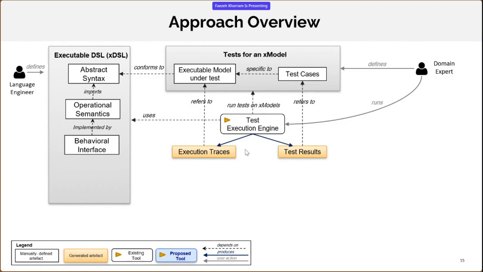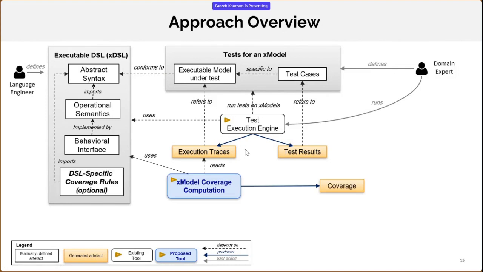By considering all of these artifacts and components already existing, we added a new component to this architecture that we name X model coverage computation, which uses the DSL definition and reads the execution traces to compute coverage. And as you can see, we have added a new component to the DSL definition, which is of course optional. So if there is any, we use it to update the coverage. If there isn't any, we just continue with the generic coverage computation.